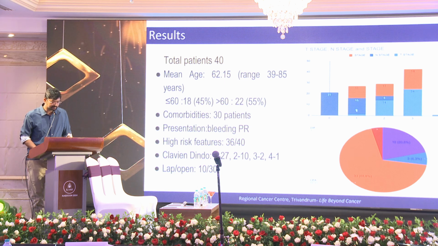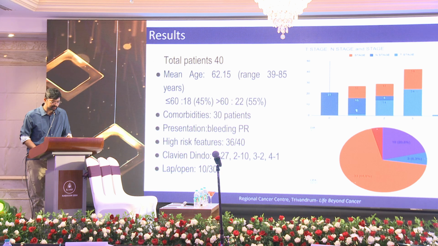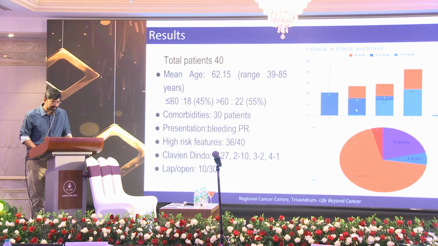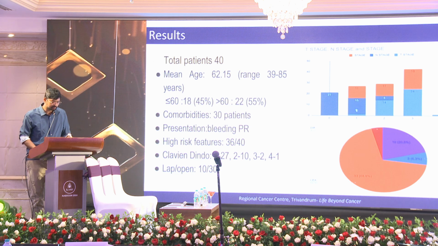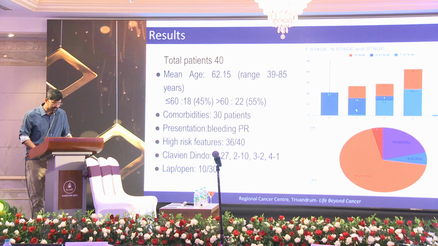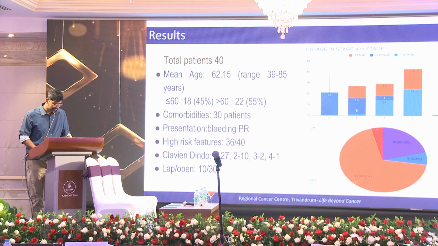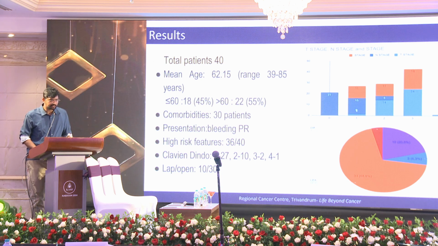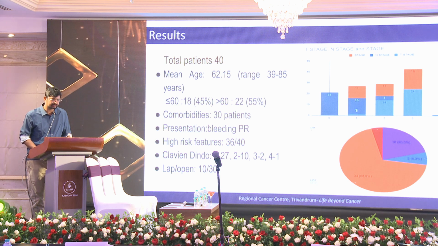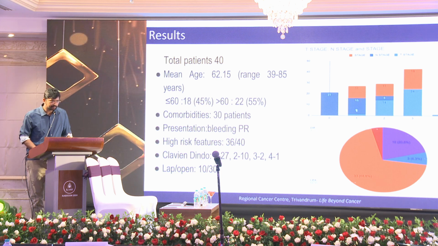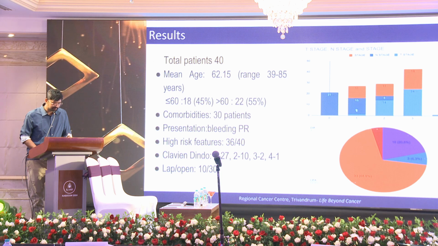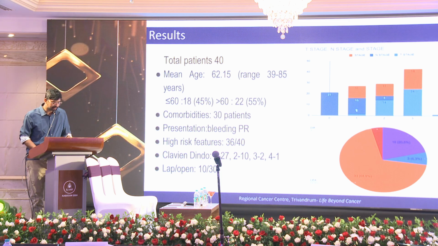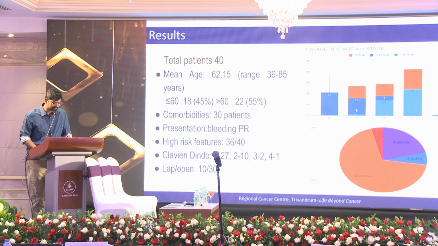Coming to the TNM staging, the most common T stage was T3, and the most common N stage was N0. But the overall most common stage was stage 3 because of the nodal status. And in the high-risk features, around 36 out of 40 patients had high-risk features in the form of pre-op CEA more than 5, lymphovascular invasion, PNI, and poorly differentiated tumor. Only 2 patients had a poorly differentiated tumor.